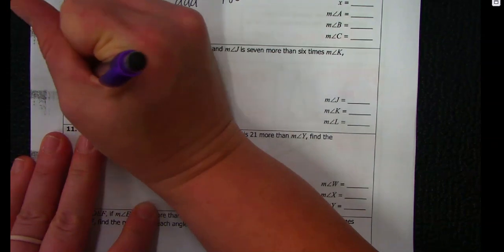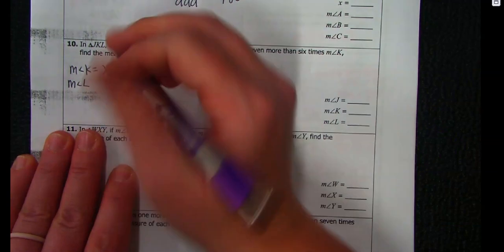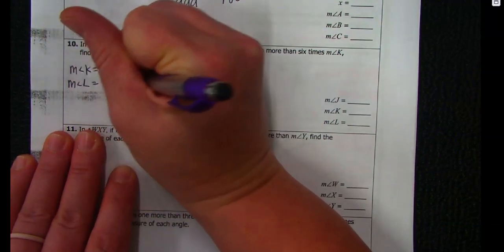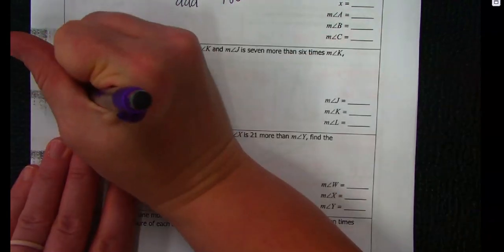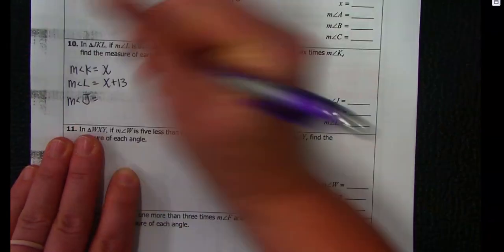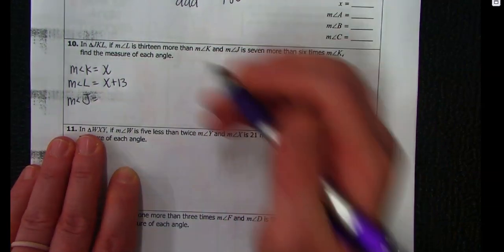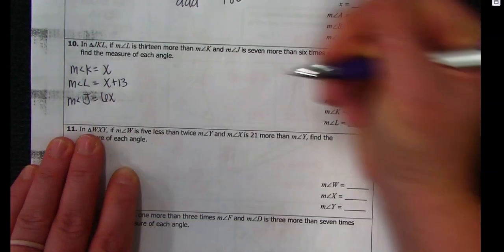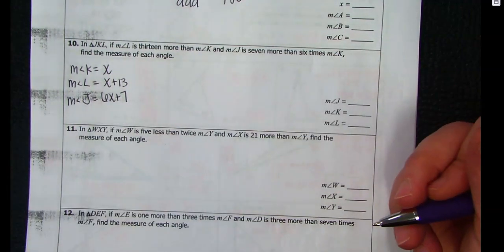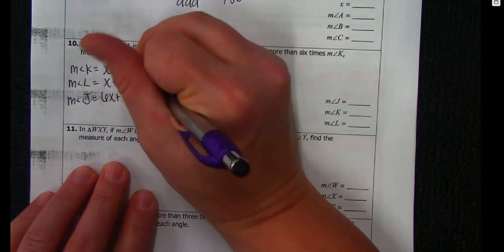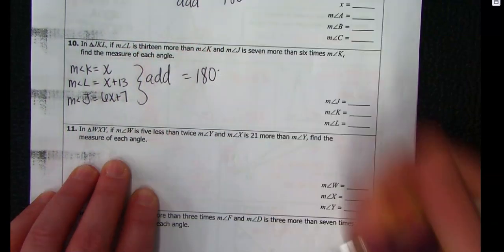The measure of angle L is 13 more than K. Well, K is x, so whatever x is, we're going to add 13 to it. Then the measure of J says it is 7 more than 6 times K. So K is x, so I'm going to multiply 6, and then I need 7 more than that, so I'm going to add 7. You take all of those, add them, set them equal to 180.